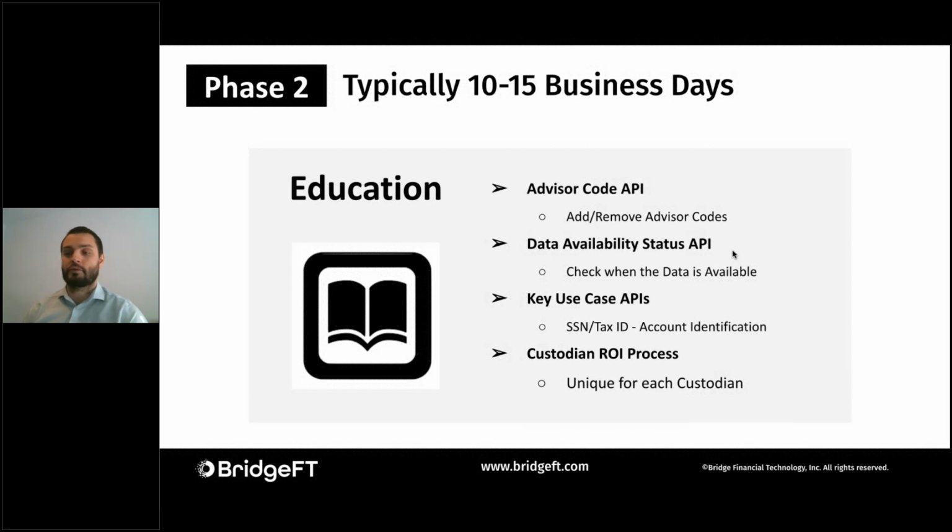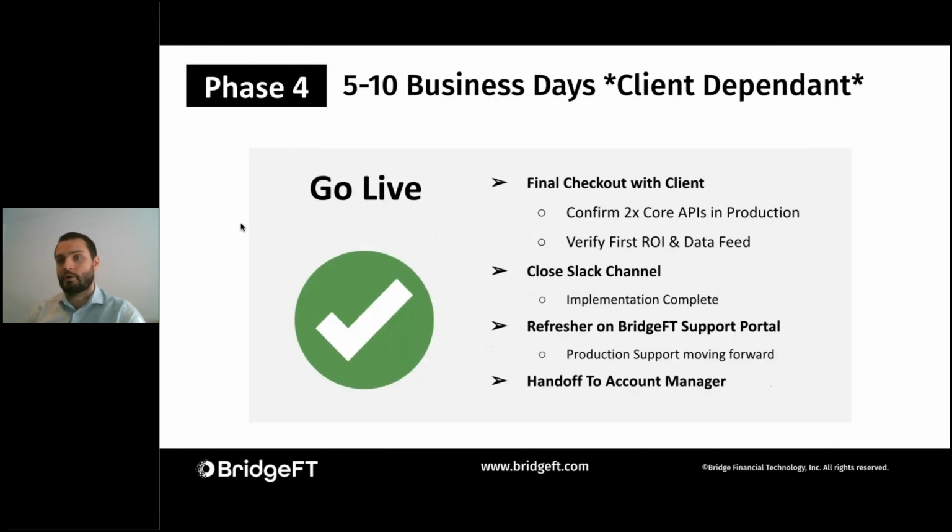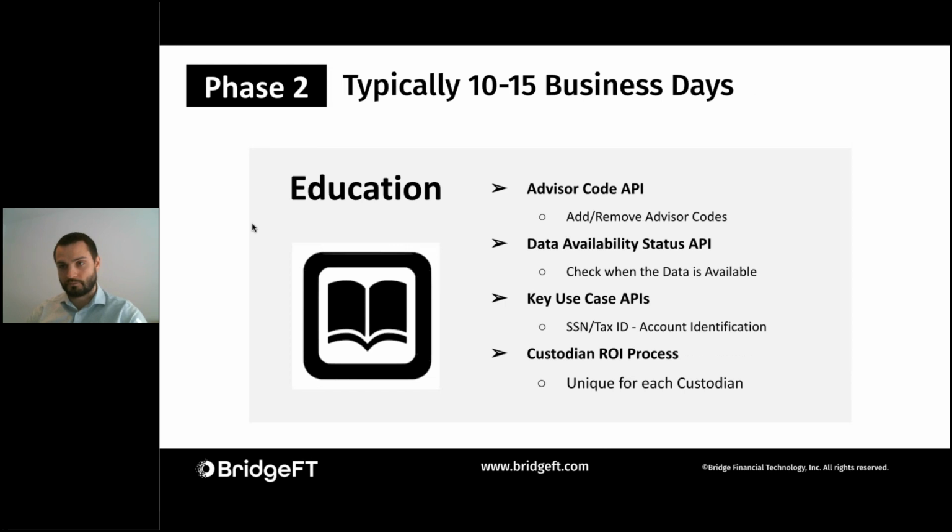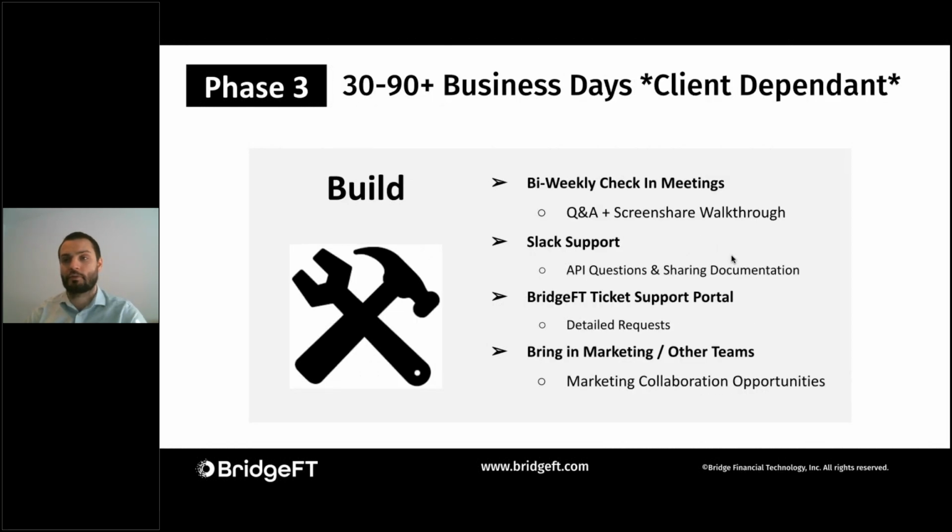And then finally, we'll talk through some key use case APIs. This is a little more client dependent, where if a certain client has a particular different use case, whatever it may be, we've built out APIs to facilitate and help with those use cases. And so we'll bring those up as well during phase 2, and then talk through the ROI process a bit as well, which is unique for each custodian. And then we're good to transition to phase 3.